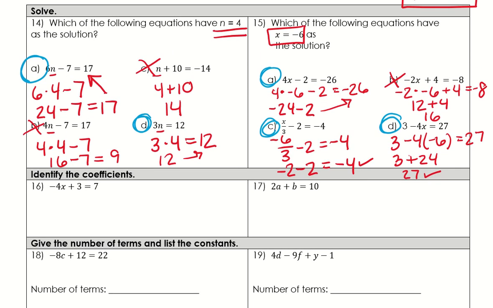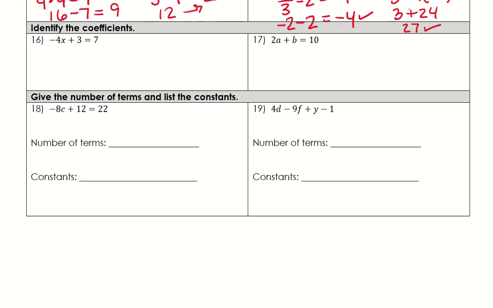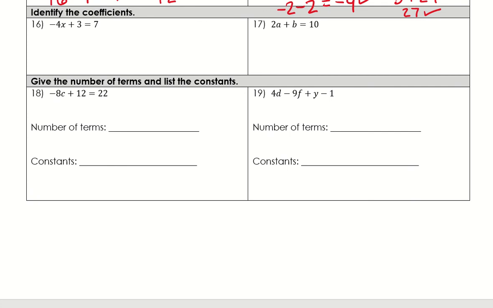Okay. Again, you could have solved all of those separately for your variable. That does work. It is your choice. Number 16, identify the coefficients. Remember, a coefficient is a number in front of a variable. So in number 16, my coefficient is negative 4.